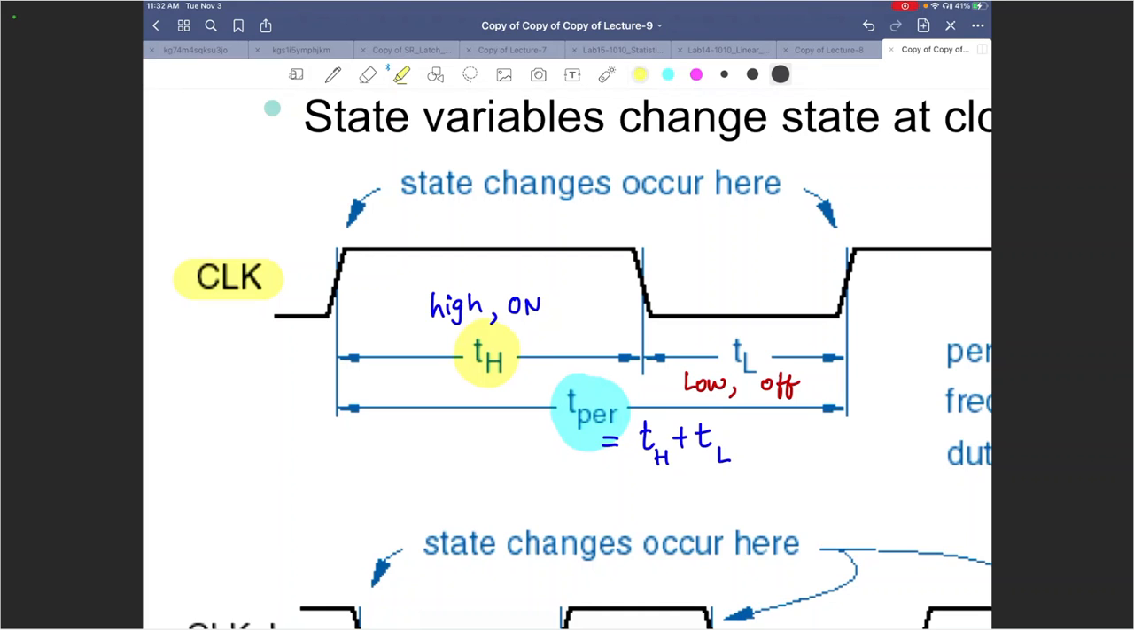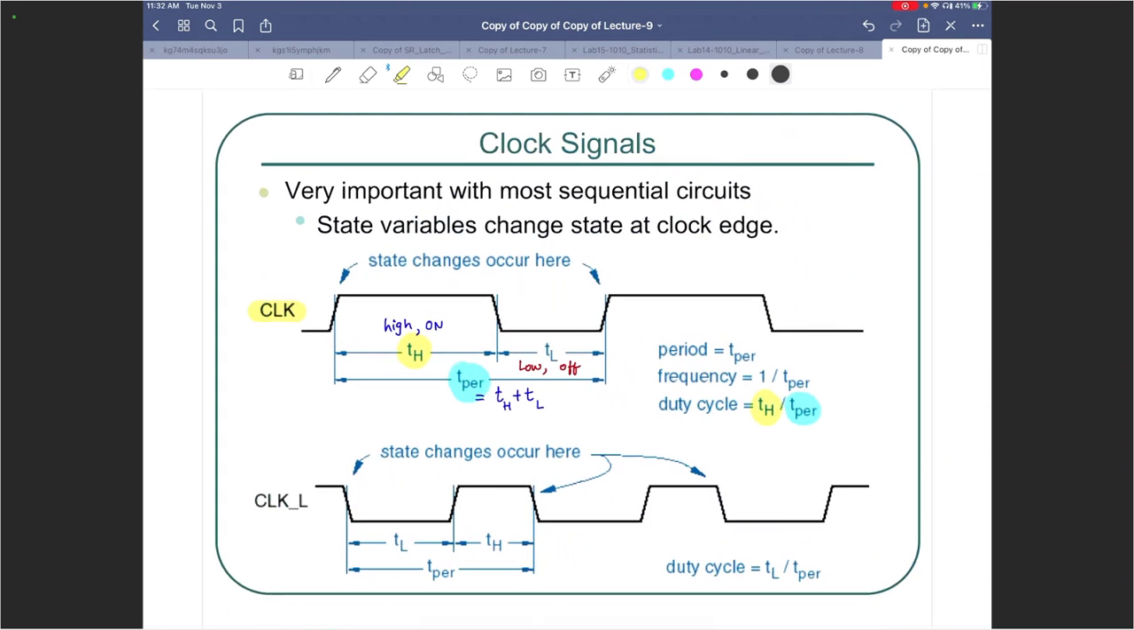But you would never guess that to be lower than 50%, right? Because visually you can say the high time is more than the low time. So it has to be more than 50%. It is the percentage of the time for which it is high.